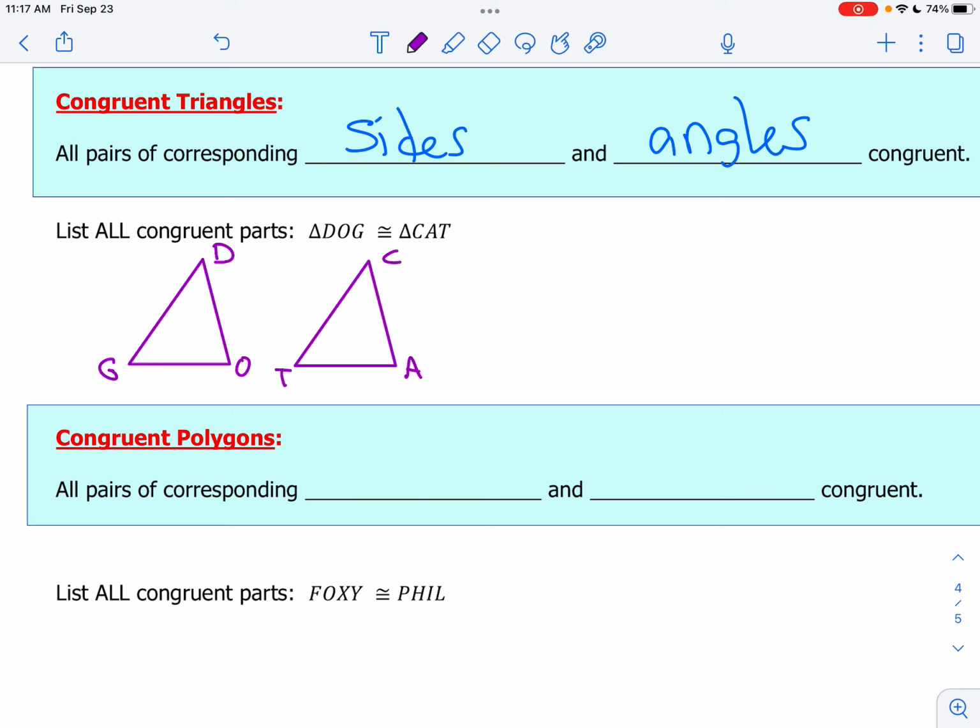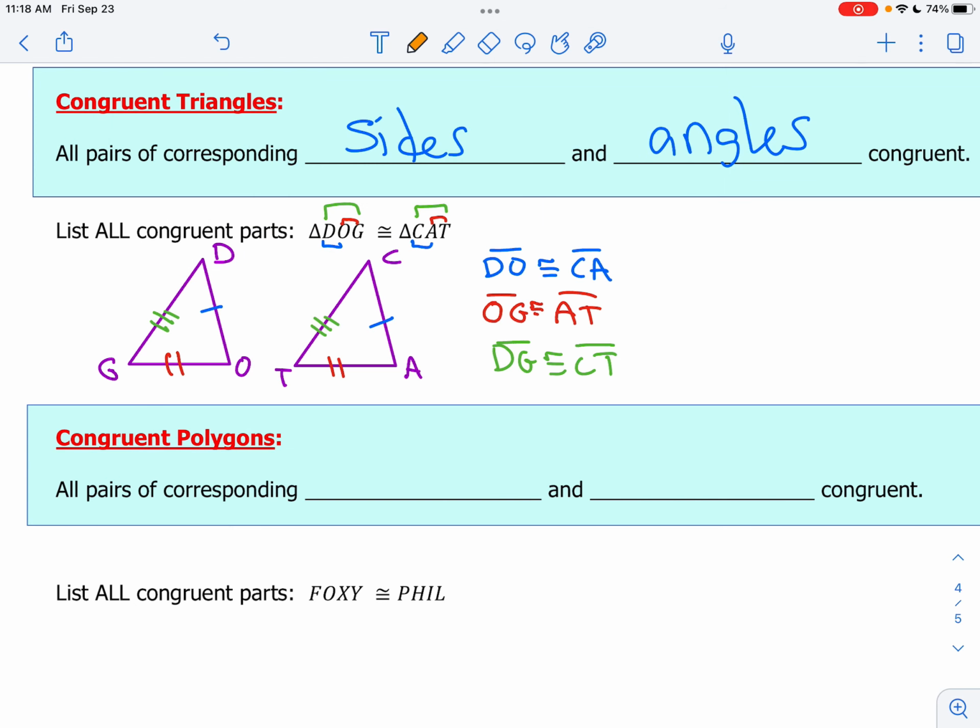What we know right now, if we have congruent triangles, then all of the corresponding sides are congruent. So this side, segment DO, is congruent to segment CA. And here's a little secret: even without the picture, you can tell that. And so the OG, original gangsta, is congruent to the AT. And then DG is congruent to CT.